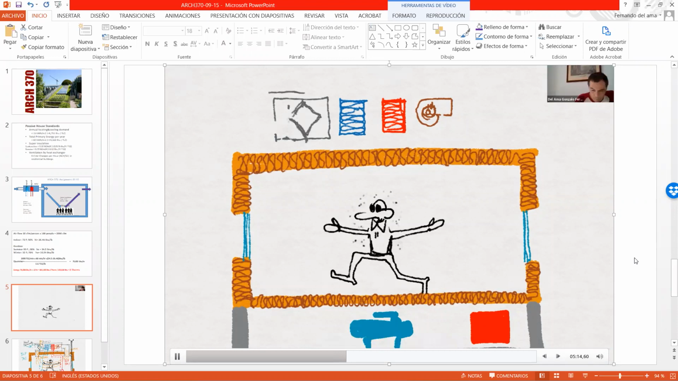So all this is the air handling unit. So it's a huge box, and this is on the roof of the building. So this is the air handling unit.